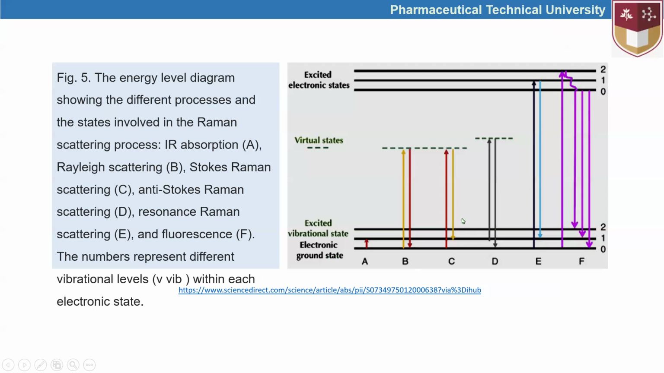And among them, based on the energy transmission, there are Rayleigh scattering, Stokes Raman scattering, anti-Stokes Raman scattering, or resonance Raman scattering, as indicated here. Yeah, we might learn, hopefully, these physical methods of investigation as well in the future.